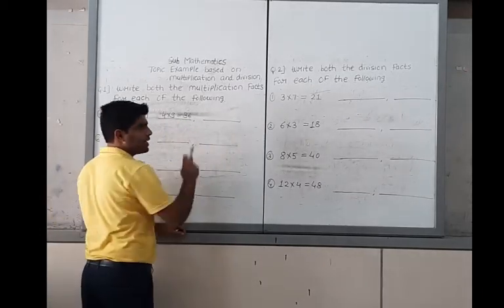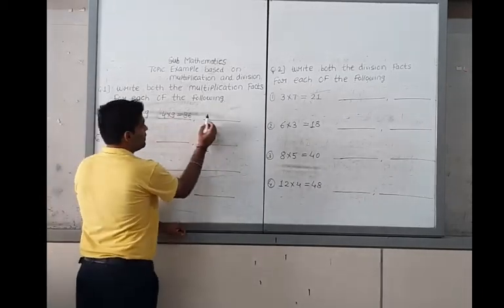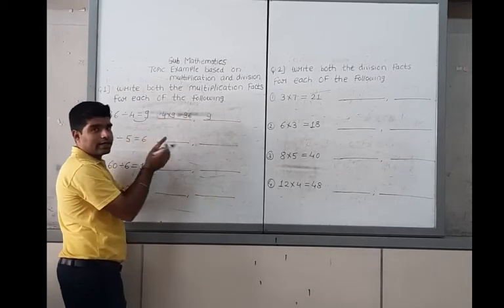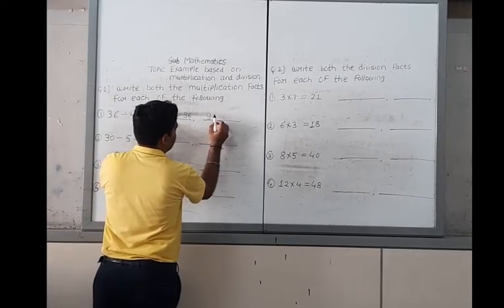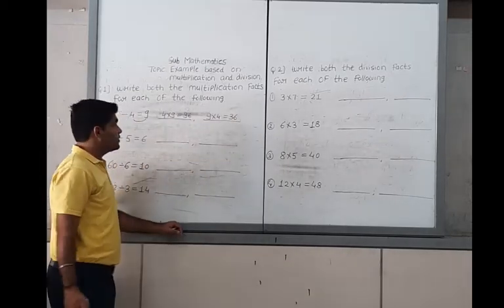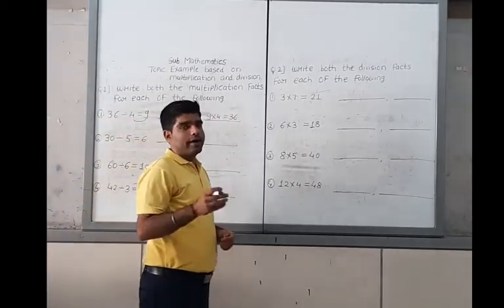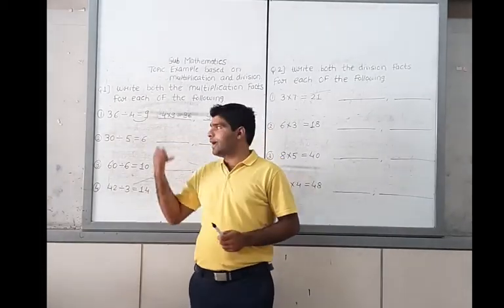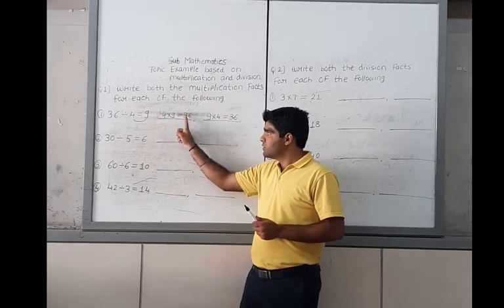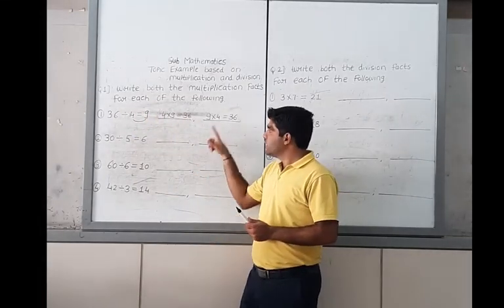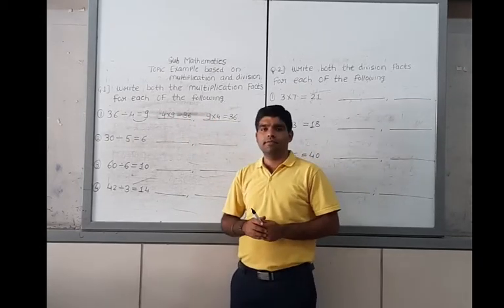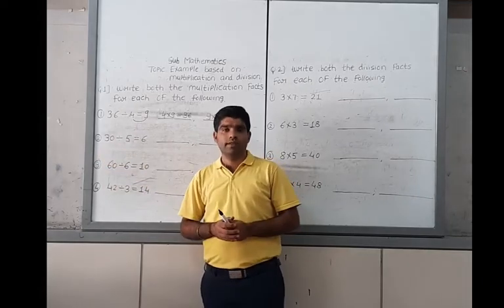And then we have to write down the second multiplication fact, which is also 9 multiplied by 4. This is exactly the reciprocal. 9 multiplied by 4 is equal to 36. It means, listen here, 36 divided by 4 is equal to 9. The multiplication fact is 4 multiplied by 9 is equal to 36. Same way, 9 multiplied by 4 is equal to 36.